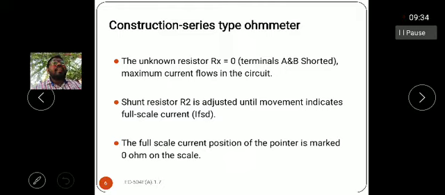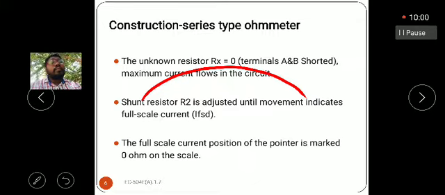That means if the resistance value is minimum, the maximum current is flowing. When the maximum current is flowing, the resistor R2 is adjusted so that the movement indicates the full scale current. Here I am giving one small circuit related to the full scale deflection. This is the full scale deflection, here we take this as 0, and here we take the maximum.